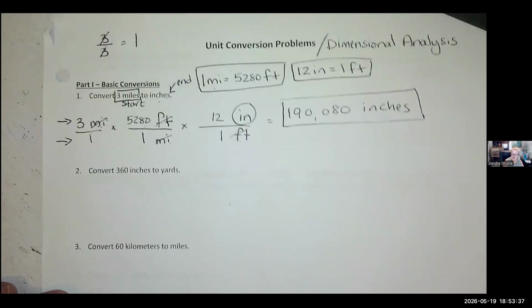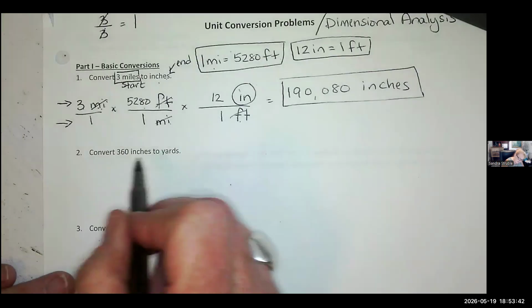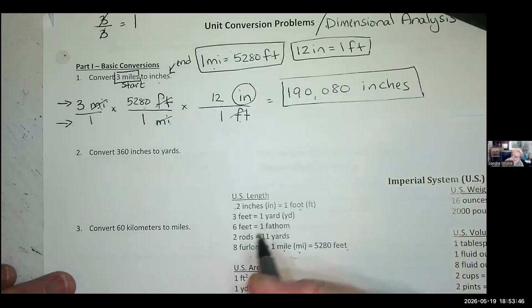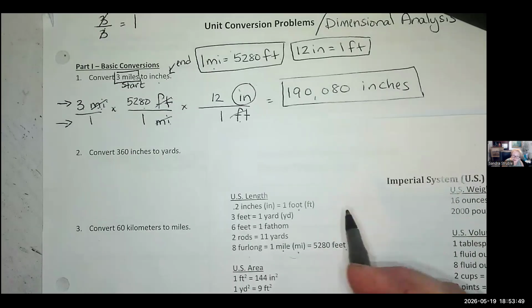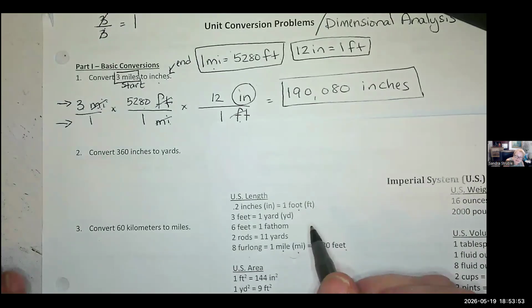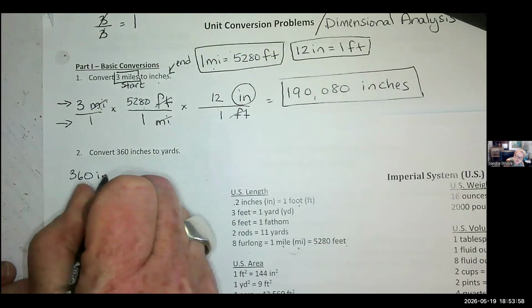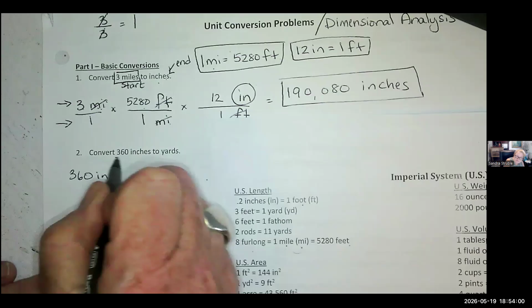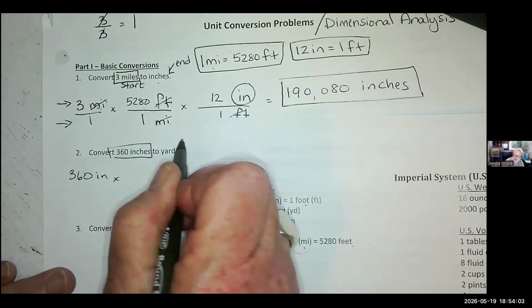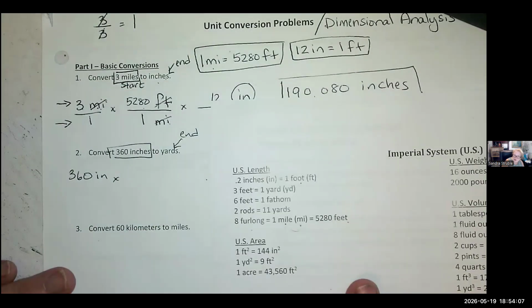Okay, convert 360 inches to yards. Same thing. We're going to come back over here and see how we can get from inches to yards. This is all American, so we're just living up here. I would like for you to see if you can find the conversions that we need to get from 360 inches. That's what we're going to start with. This is where we start. This is where we end. From inches to yards. Go ahead and pause the video and attempt this one yourself. See if you can work through this and then come back to see how you did.